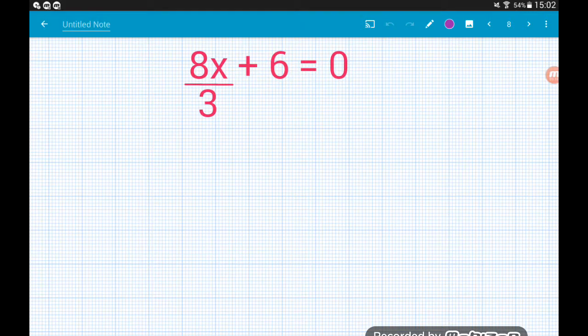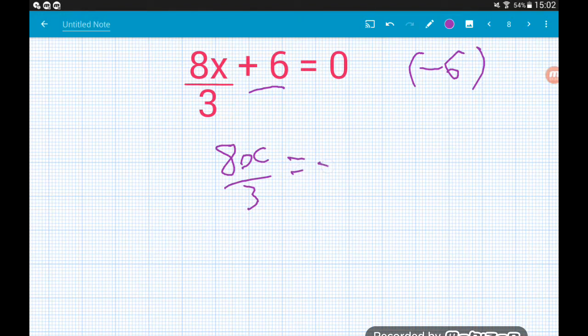Okay, 8x over 3 add 6 equals 0. So again, always move this bit first. So we're going to subtract 6. That's going to leave us with 8x over 3 equals minus 6. Let's move the bottom of the fraction first. So multiply both sides by 3.